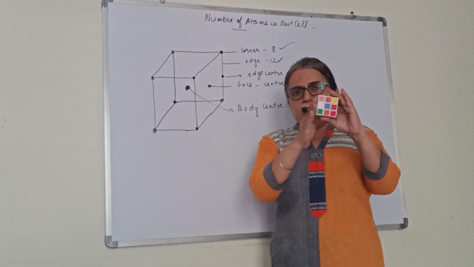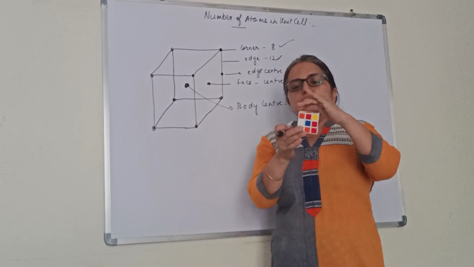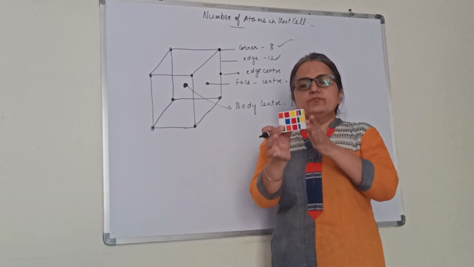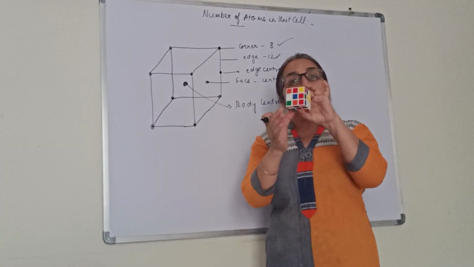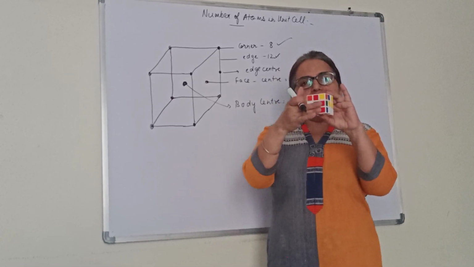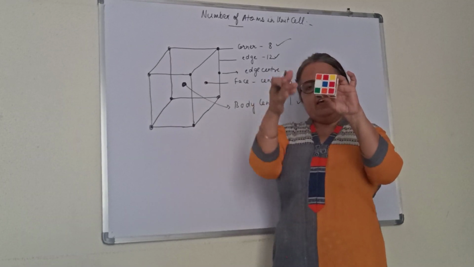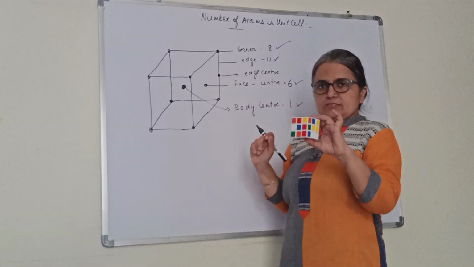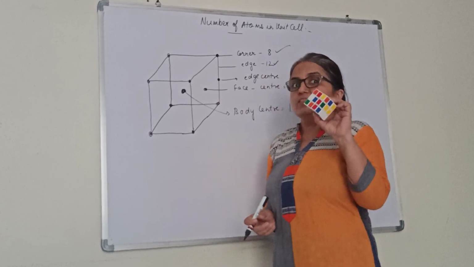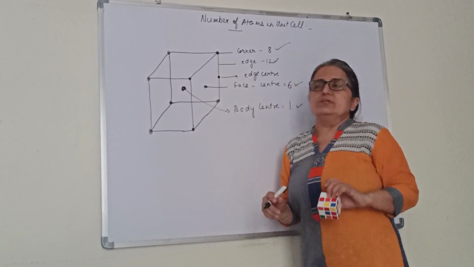Edges. This is the face. Where 2 faces meet, this is called an edge. So 4 edges on the top, 4 edges at the bottom and 4 edges here. So a total of 12 edges are there. Faces. This plane thing is the face: 1, 2, 3, 4, 5 and 6. There are 6 faces. Body center is inside this. There is only one body center. This is one thing we should know: how many faces, corners, edges and body centers there are in a unit cell.